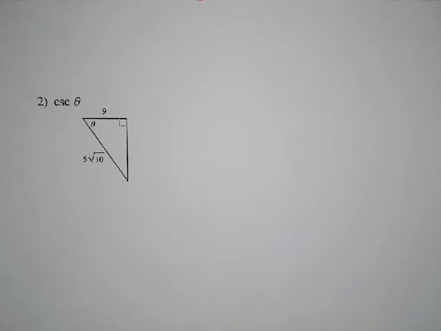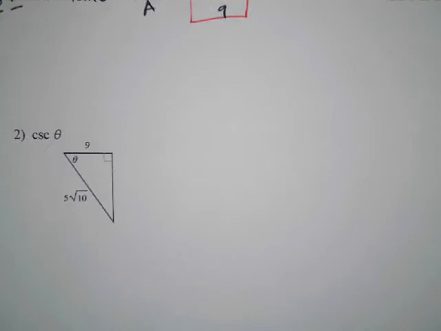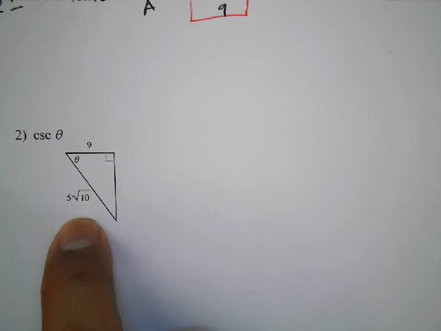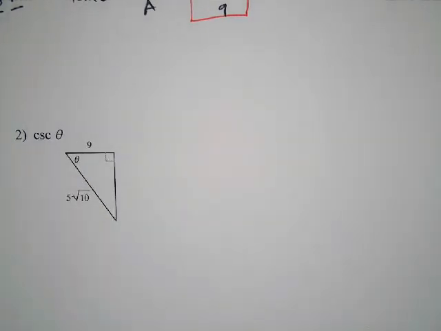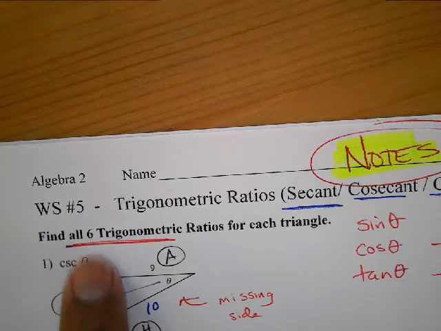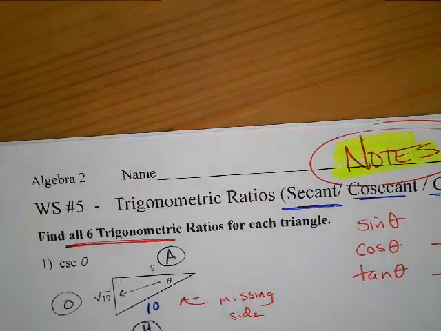Okay, here's the second example. Second example here, you can pause it, copy this problem. And I want to do this one and maybe one more that have these radicals like this. Okay, so we're being asked to find all 6 trigonometric ratios, or even if they ask you for one, we still got to go through the whole thing.